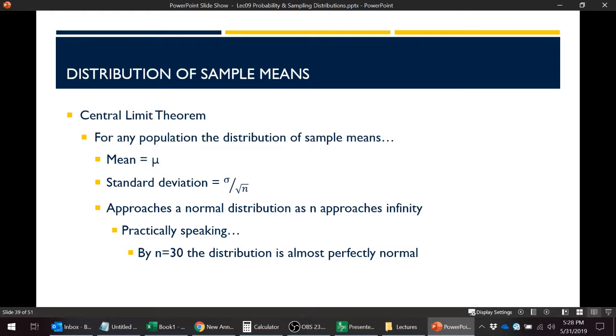And then finally, the central limit theorem describes the shape of the distribution of sample means. It's always symmetrical, it's always unimodal, but specifically, it approximates a normal distribution. And it is normal once we hit an n of infinity. But for all purposes that we really care about, it's normal after you hit an n of about 30.